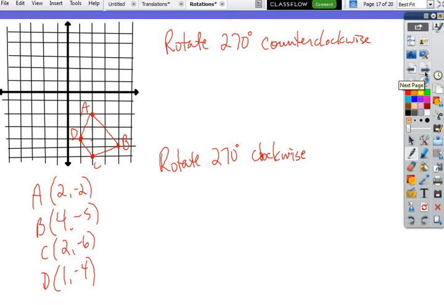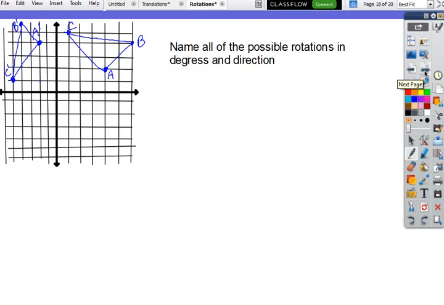Figuring out how many degrees it rotates. Find the pre-image and then the image. So my pre-image is the one on the right here. So I went to the left, one space, one quadrant. So that's 90 counterclockwise.